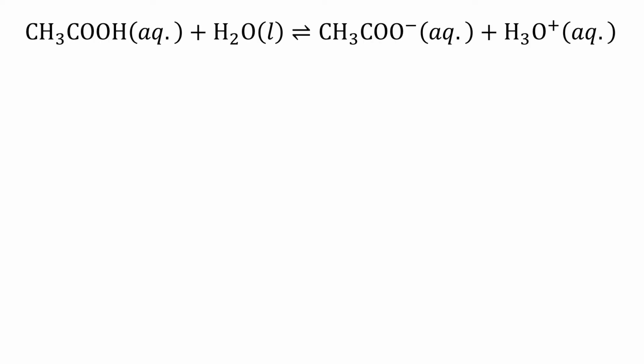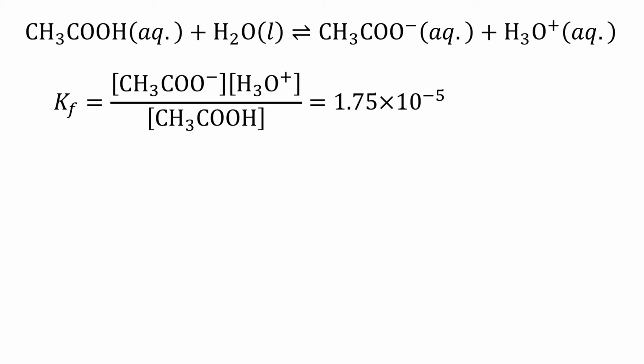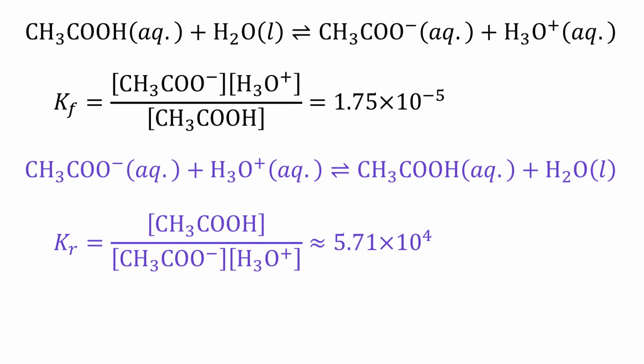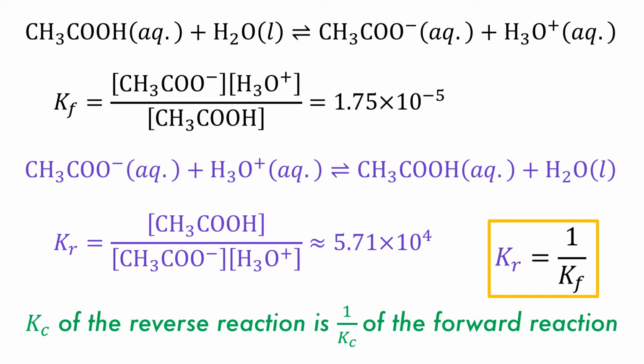Equally so, how does the rate of the forward reaction relate to the reverse reaction? Looking at the dissociation of acetic acid in water, the equilibrium constant expression is equal to 1.75 times 10 to the minus 5. The reverse reaction then has the following equilibrium constant value. This is the inverse of the value for the forward reaction, as the Kc value for the reverse reaction is simply the reciprocal of the forward reaction equilibrium constant.